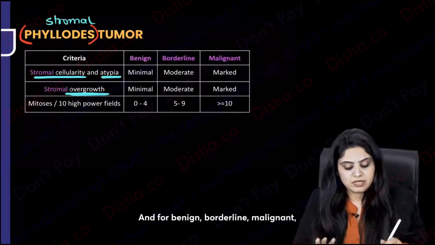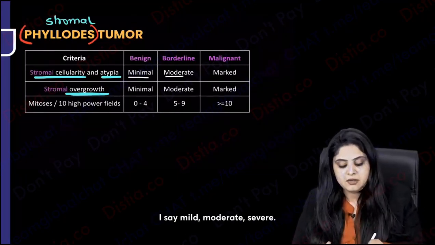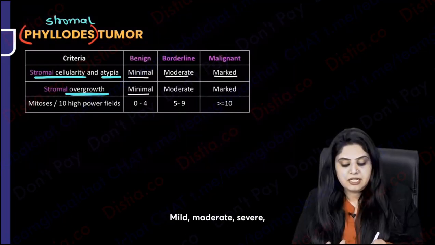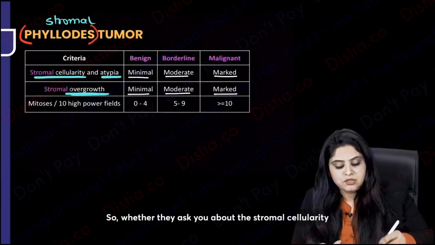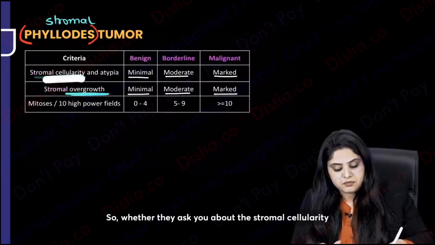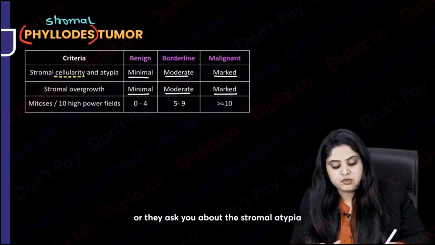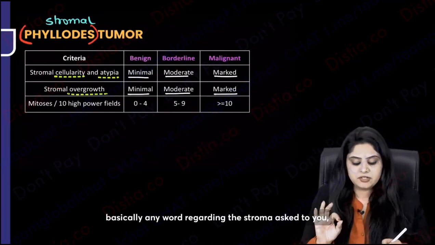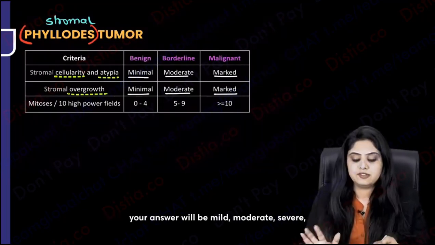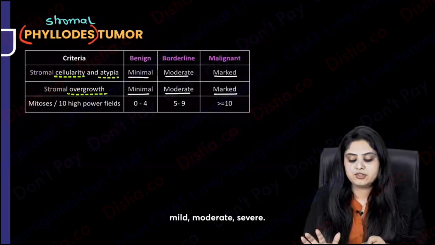And for benign, borderline, malignant, I say mild, moderate, severe. Mild, moderate, severe. That is how I have learned it. So whether they ask you about the stromal cellularity, or they ask you about the stromal atypia, or they ask you about stromal overgrowth, basically any word regarding the stroma asked to you, your answer will be mild, moderate, severe.